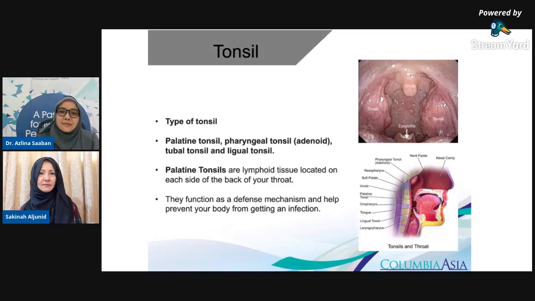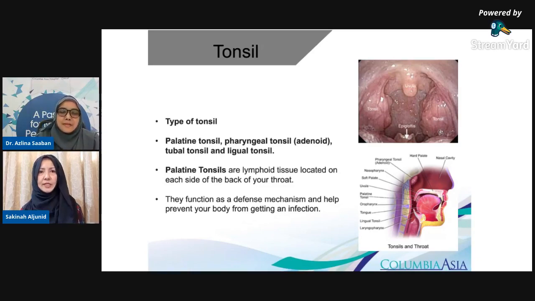Actually, tonsil is a lymphoid tissue. So our body has a lot of lymphoid tissues, including the tonsils and the lymph nodes. We have 4 types of tonsils, which is palatine tonsils, as we can see in the picture there. The pharyngeal tonsil is the adenoid, which is at the back of the nose, and the tubal tonsils are also at the back of the nose but towards the side, and also the lingual tonsil, which is at the tongue base.